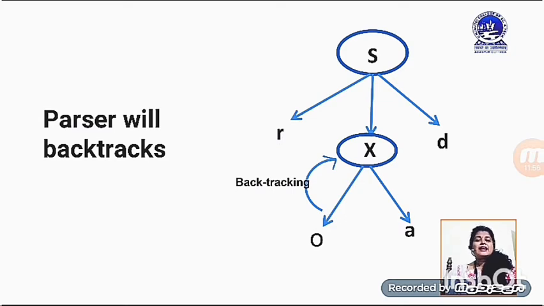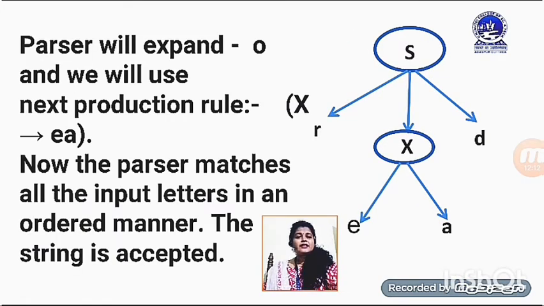And then what is the next step? The parser will use the next rule, X implies EA, and the tree will look like this, and here we have got our input string, that is READ. In this way the string is accepted.